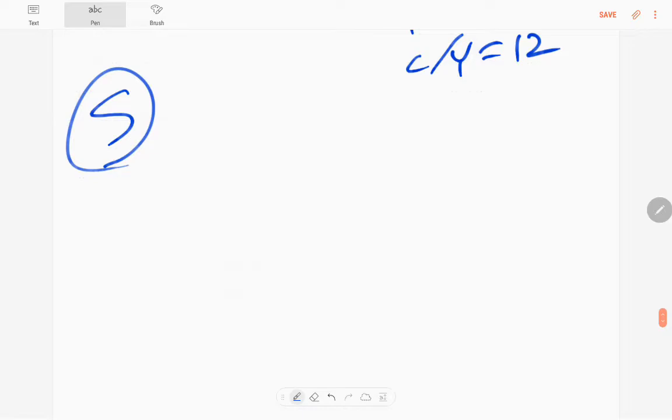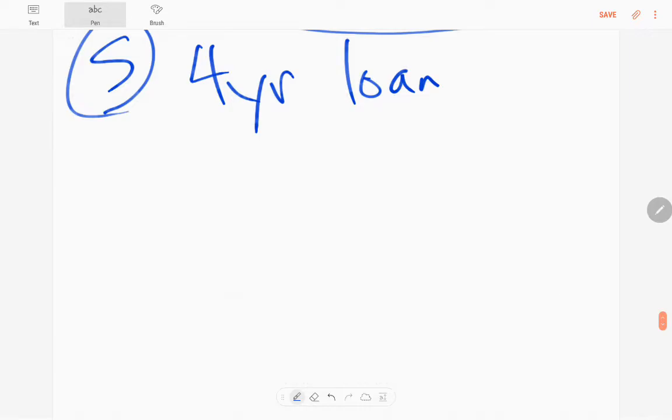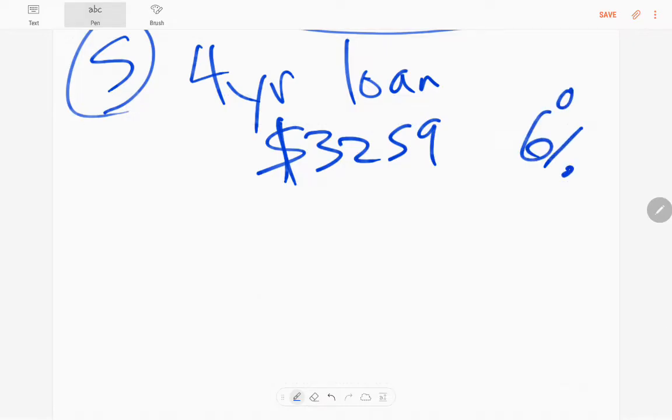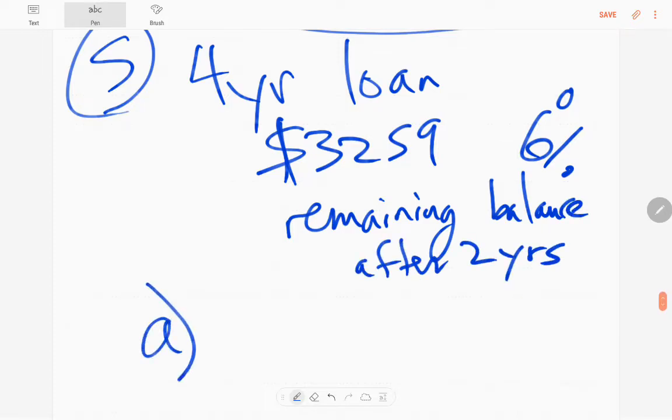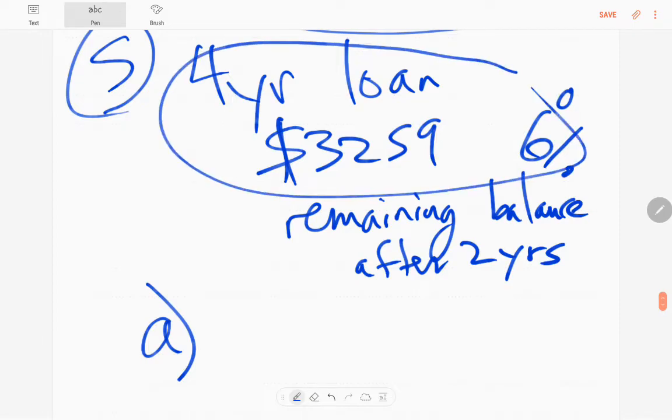Let's do number 5. Find the monthly payment and estimate the remaining balance. So we have a 4-year computer loan for $32.59 at 6%. Remaining balance after 2 years is part 2. So it's a 2-part problem. The first part is find the monthly payment if you borrow this much money for 4 years at 6%. So let's do that first.